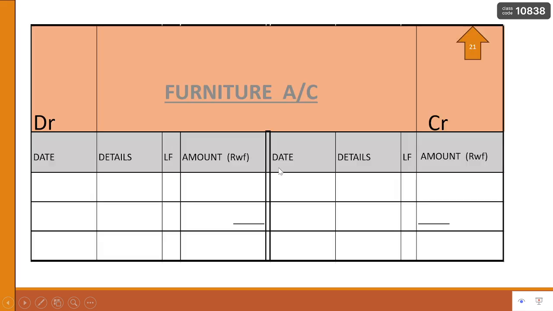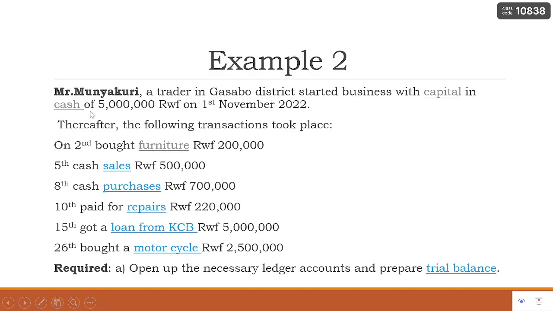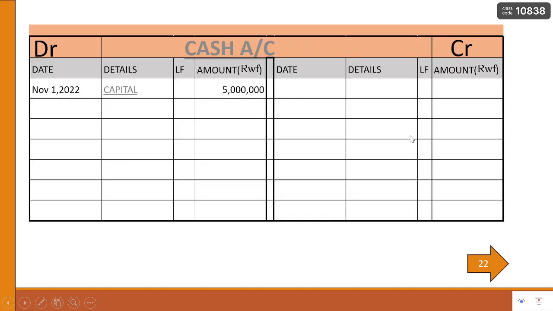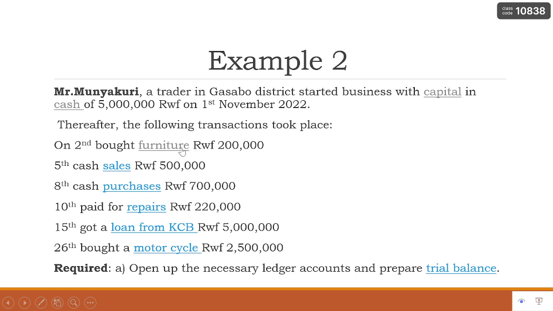We debit furniture and credit cash, with furniture in the details. Then we go back. This one is done. We debited furniture and credited cash because cash is paid.